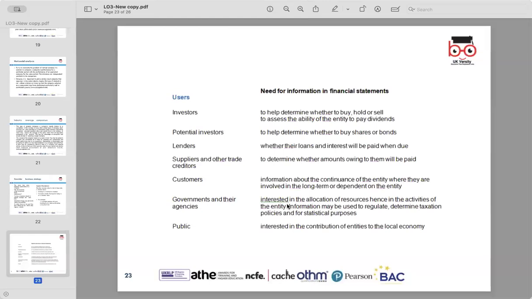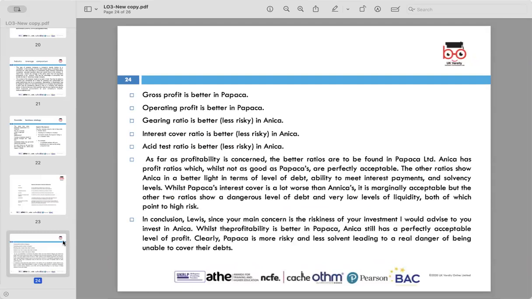Government and their agencies are interested in the allocation of resources, hence in the activities of the entity. Performance may be used to regulate, determine taxation policies and for statistical purposes. Finally, the public is interested in the contribution of entities to the local economy.